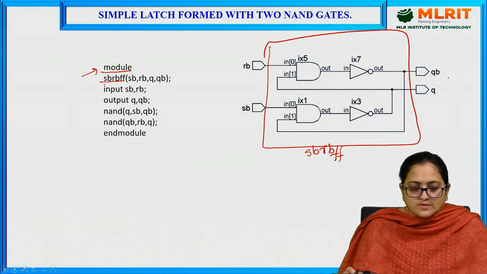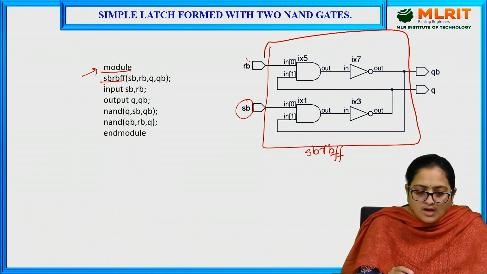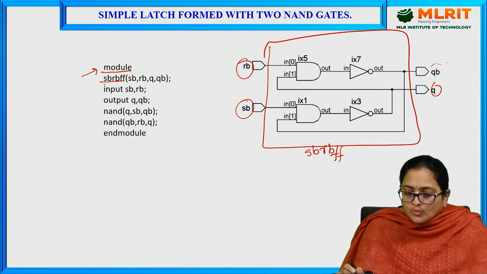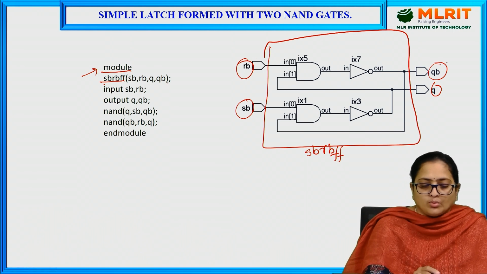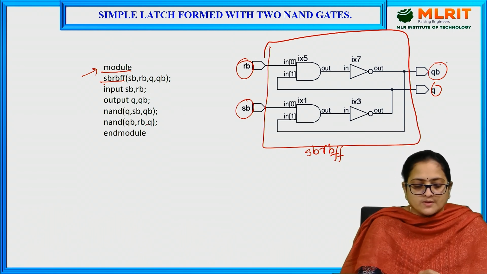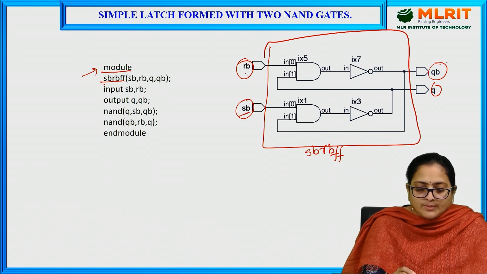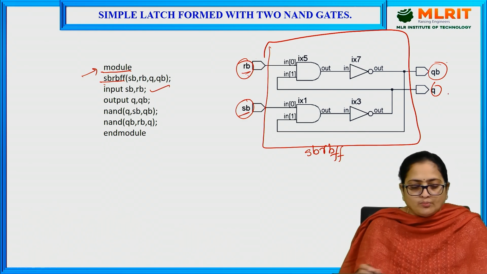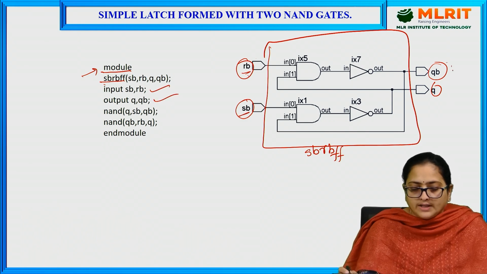For this, we have 4 ports. What are the 4 ports here? SB, RB, Q, QB are the ports. Now, I need to specify which are the input and output ports. The input ports are SB and RB and the output ports are Q and QB.